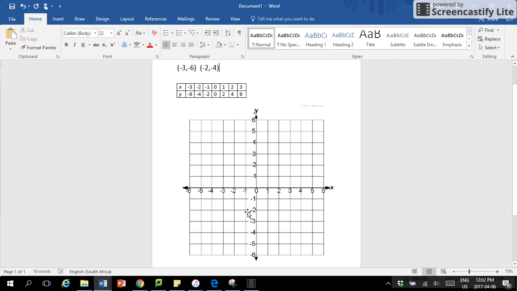Once you've placed all your dots and you've done them all, and hopefully they're in a straight line, you can draw a line through all your dots so that they look beautiful, okay? So I want you to go ahead and try and do this now. I know you can do it.